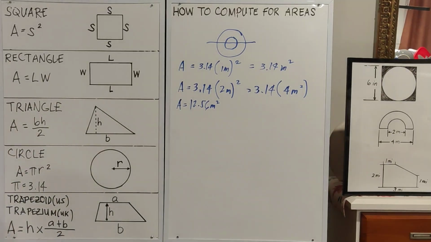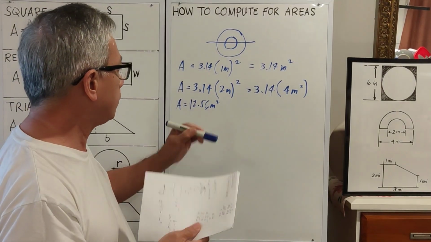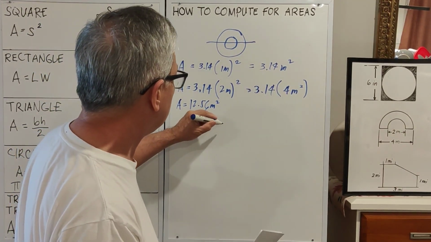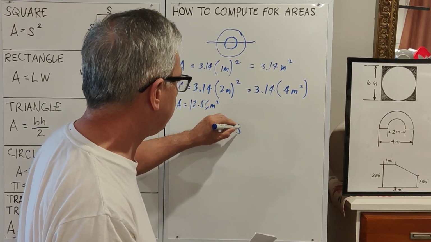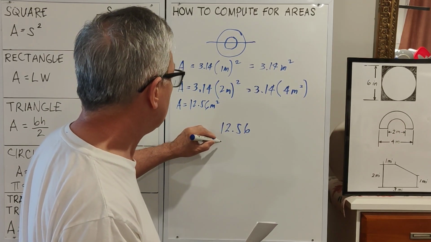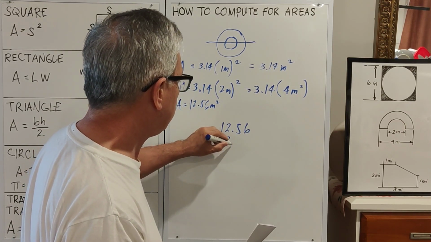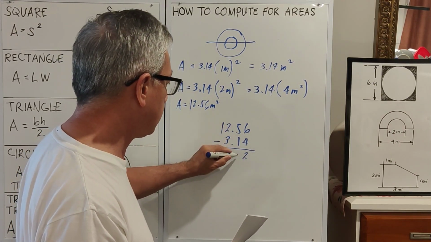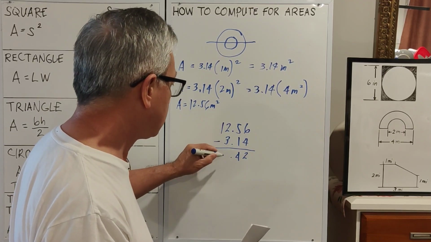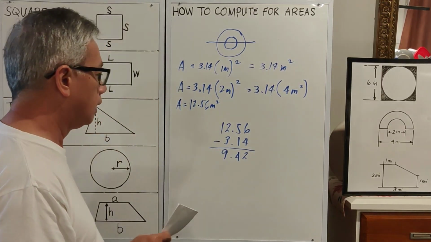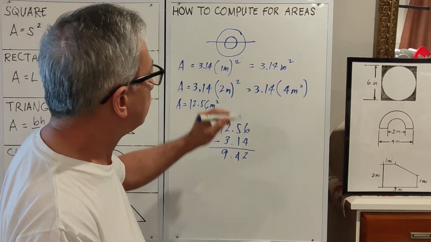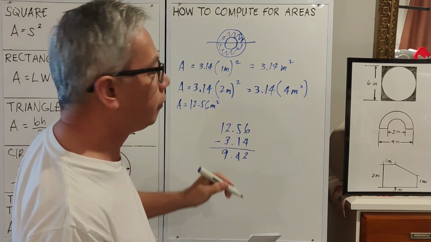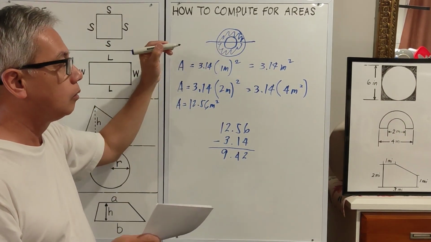Now we have to subtract the area of the smaller circle from the area of the larger circle. So 12.56 minus 3.14. 6 minus 4 is 2. 5 minus 1 is 4. 12 minus 3 is 9. So the area of the whole lot is 9.42, but we need to divide it by 2 to get half.